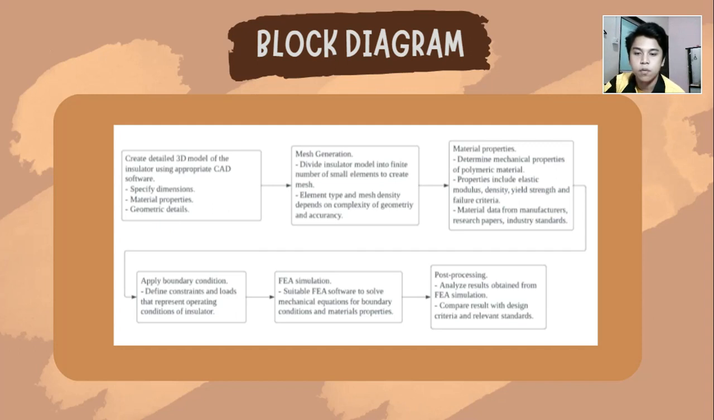For the FEA simulation block, we use suitable FEA software to solve the mechanical equations for the boundary conditions and material properties. And the last block in the diagram is post-processing, which analyzes the results obtained from the FEA simulation and compares the results with design criteria and relevant standards.